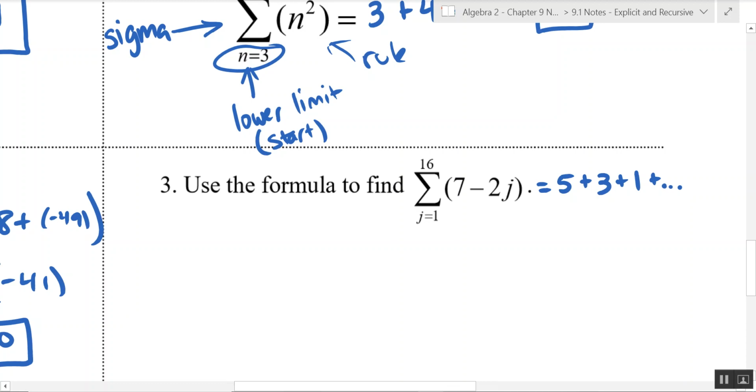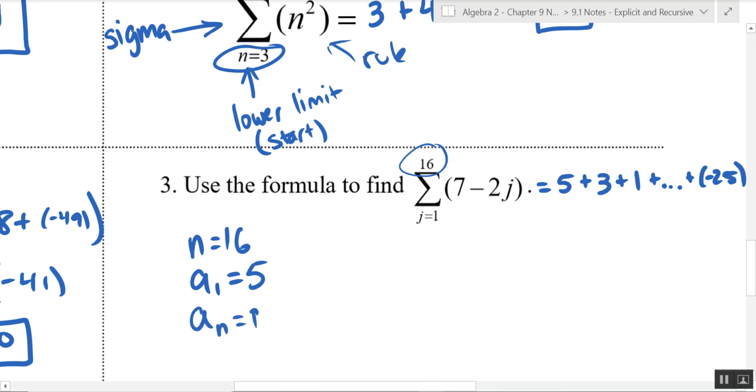And if you plugged the last term in, which is when n, or in this case j, is equal to 16, 7 minus 32 is negative 25. So we know how many terms there are, and we know that there are 16 terms, because it goes from 1 to 16. Our first term is 5. And our last term, which would be a sub n, or a sub 16, we know that's negative 25. We have everything we need to be able to calculate the sum of this expression here.